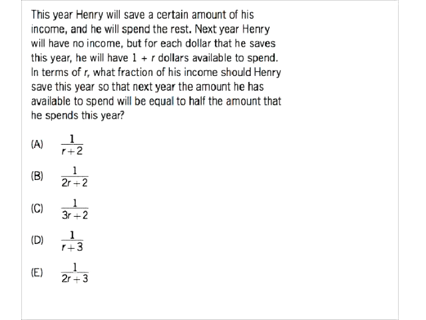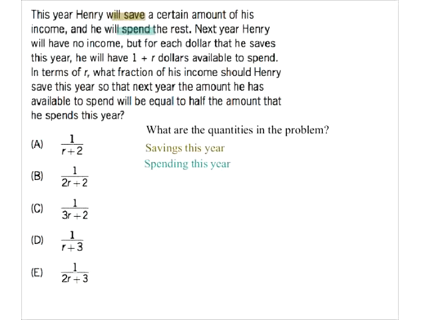Well, this year, Henry will save a certain amount of the income. So he has a savings this year. And then he has a spending this year. He will spend the rest. So that's the second quantity. And if you want, you can say there's a total income as well, although that's not a separate quantity because that is the sum of these. So total income for this year.